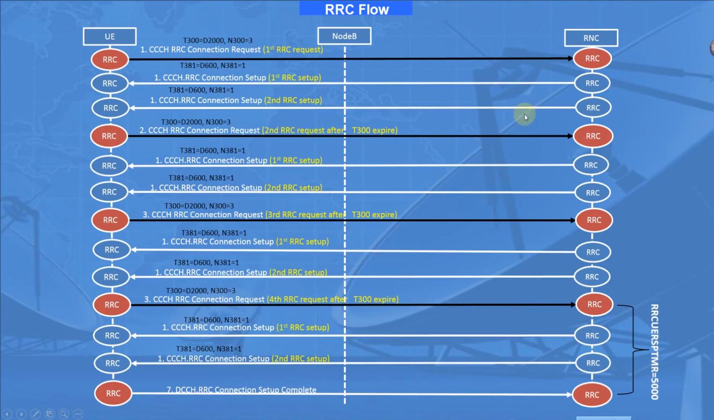If we summarize here, UE is able to generate 4 times RRC connection request. From the RRC side, RRC may generate 8 times RRC connection setup. Each RRC connection request may have 2 RRC connection setup messages.